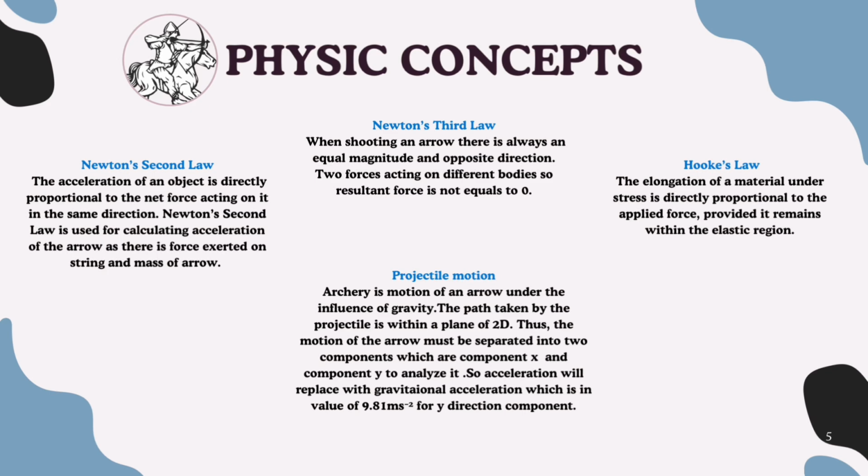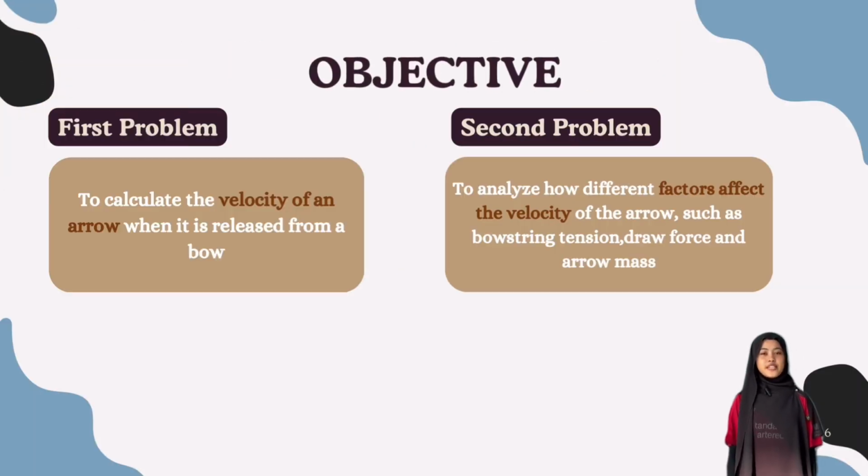Next, Hooke's law. The elongation of a material under stress is directly proportional to the applied force, provided it remains within the elastic region. Moreover, projectile motion. Archery is the motion of an arrow under the influence of gravity. The path taken by the projectile is within a 2D plane. Thus, the motion of the arrow must be separated into two components, component X and component Y, to analyze it. So acceleration is replaced with gravitational acceleration, with a value of 9.81 m/s², for the y direction component.